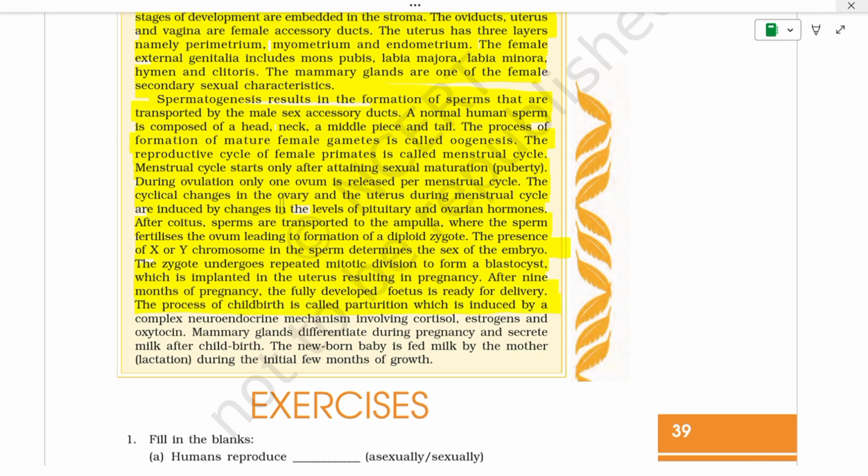The process of childbirth is called parturition, which is induced by a complex neuroendocrine mechanism involving cortisol, estrogens, and oxytocin. Mammary glands differentiate during pregnancy and secrete milk after childbirth. The newborn baby is fed milk by the mother, lactation, during the initial few months.